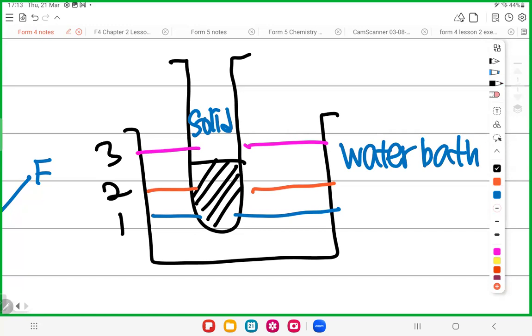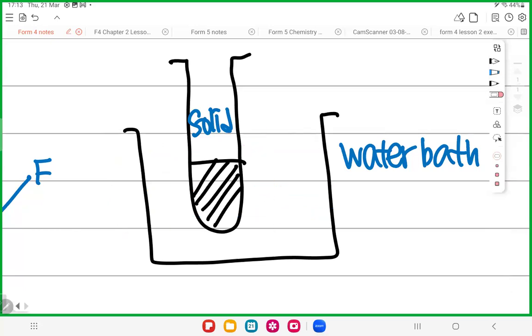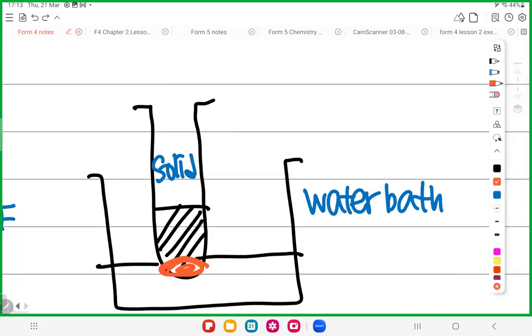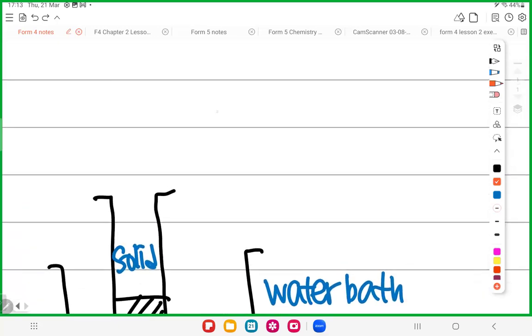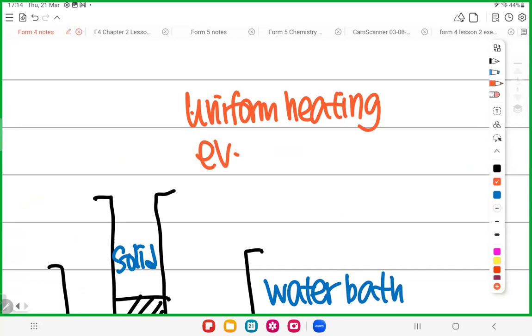We mentioned this last week. The water level should be where? 1, 2, or 3, everyone? Number 3. Why? Because the water must fully cover the substance you want to heat. If the water only reaches here, only this part is being heated, and you don't want that. You want to heat all the substance, because remember, when we do heating, we want uniform heating, or what we call even heating.